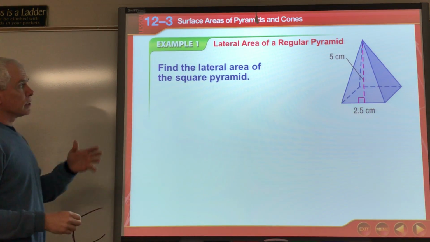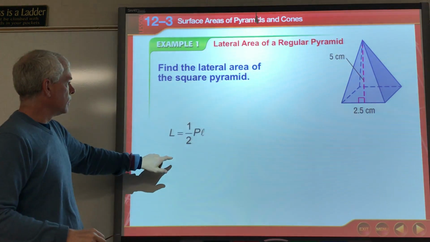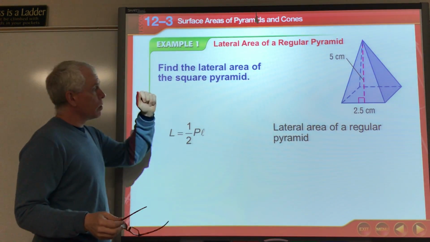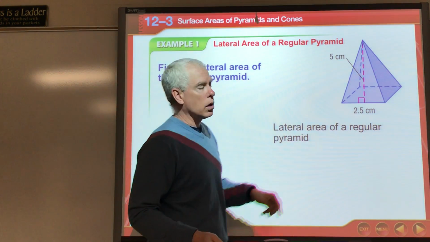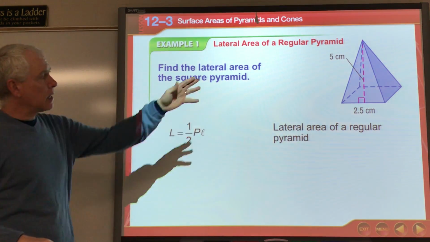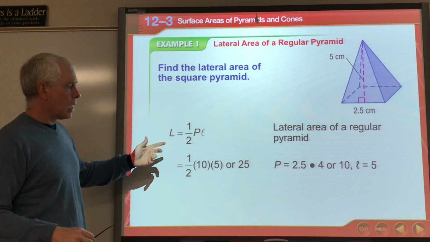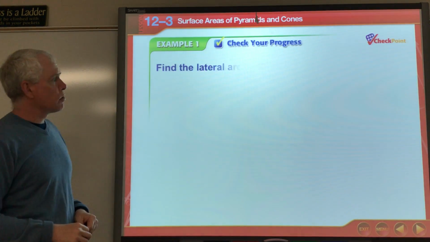So, if we're asked to find the lateral area of the pyramid, remember, our formula, 1/2 PL, and since it's a square pyramid, the base is a square, so the perimeter is going to be 2.5 times 4, or 10. The slant height they've given us is 5, so we're just going to plug those numbers in and get a result, okay? Not so bad. Why don't you guys try one?